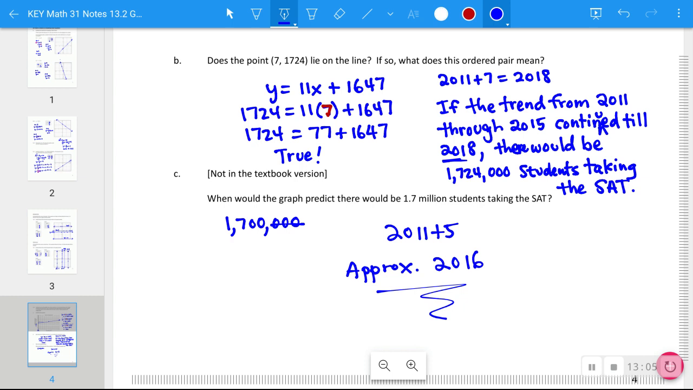Okay, so this ends the notes for section 3.2. And it also ends the homework that you'll have to be doing for this semester, since after this section I will not be assigning homework. I'm sure that makes you happy.